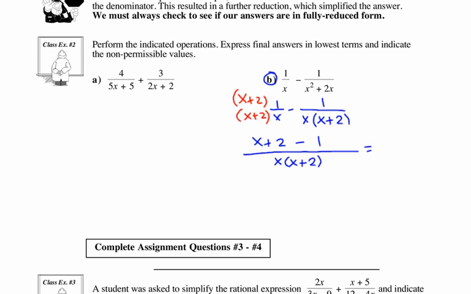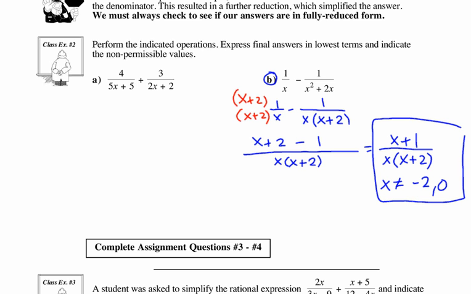Okay, so what does that simplify to? X plus 1 all over x times x plus 2. Restrictions: x can't be negative 2 and 0. Good.